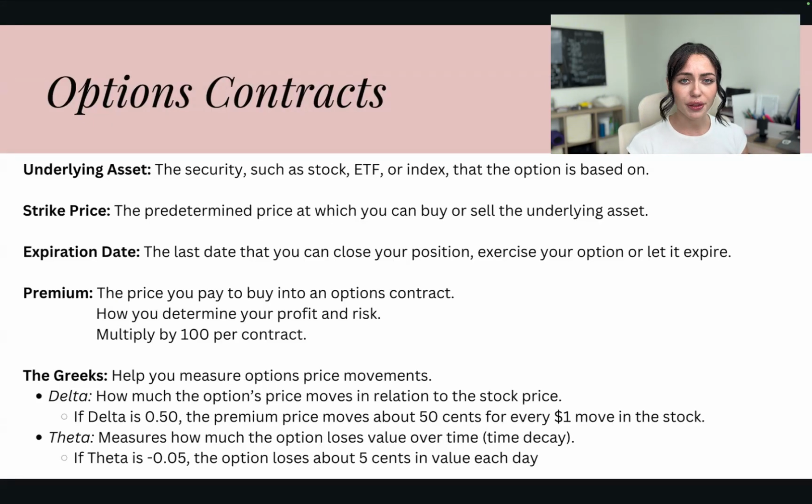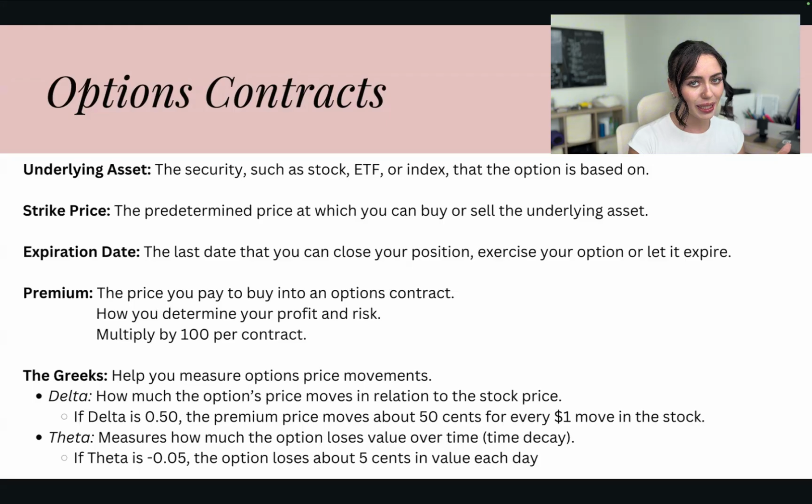Kind of like a coupon, the expiration date of the coupon is the last date that you can purchase whatever it is at that discounted coupon rate. You also have the premium, which the options premium is how much you are paying to buy into that options contract agreement. This is also how you are going to determine your profit and risk amounts. In options, you make money off of that premium rate. If the option goes up and your premium increases in price, you're going to make money.